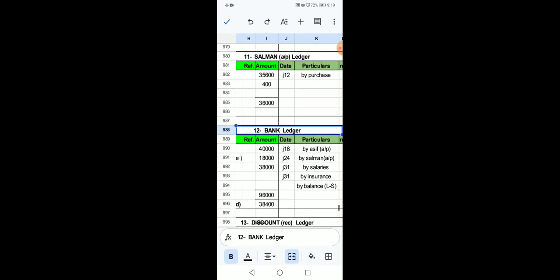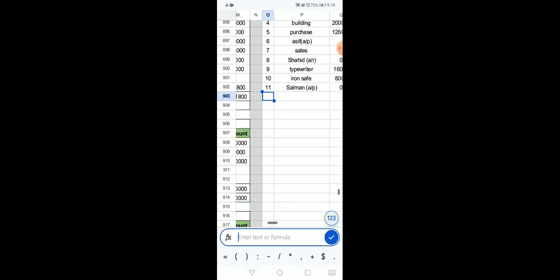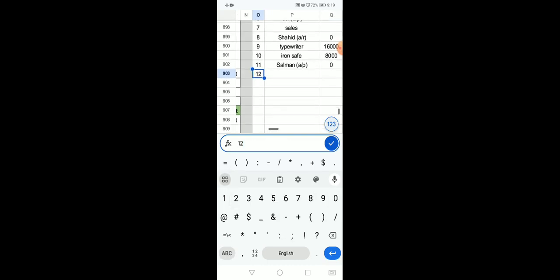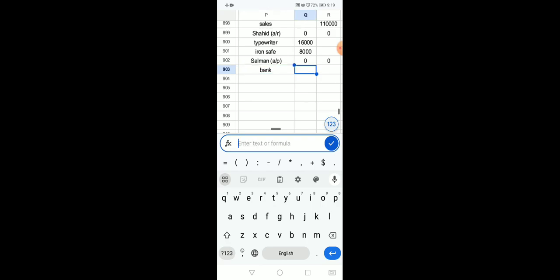Next ledger is the bank's ledger, ledger number 12, bank. So you will write the number first, 12, and you are making the bank's ledger. So it's time to see where the balance of the bank is present.